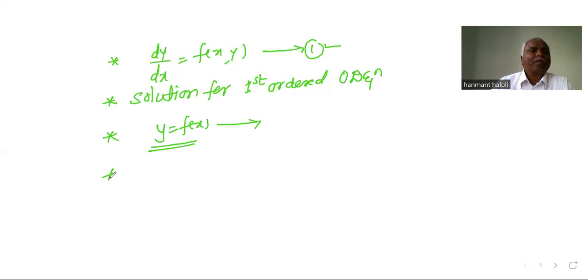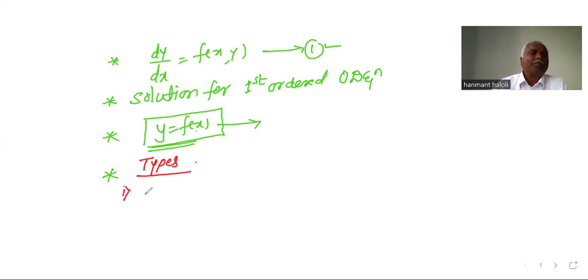Repeat once again. A relation in y and x, that is dependent variable and independent variable, containing only one arbitrary constant, which satisfies the given ordinary differential equation. That is called the solution of ordinary differential equations. Now, how many types are there to find the ordinary differential equation solution? Types for ordinary differential equations.